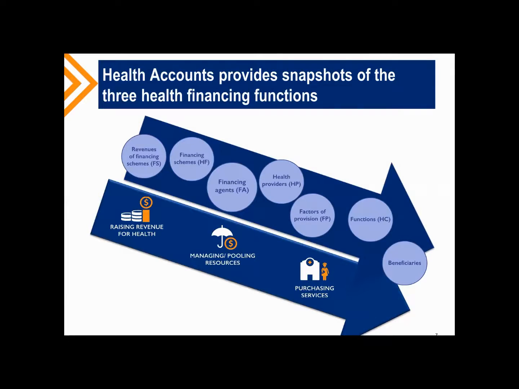So when I pull up this second arrow, this shows the Shaw 2011 classifications that provide snapshots of health expenditures along each stage of the flow. And for the purpose of today's presentation, we don't want to get into all of the nitty-gritty details of each of these classifications, but we just want to show how each of these three health financing functions can be clarified with health accounts data. So to start off, in terms of raising revenue for health, health accounts helps us answer the question of how are resources raised.